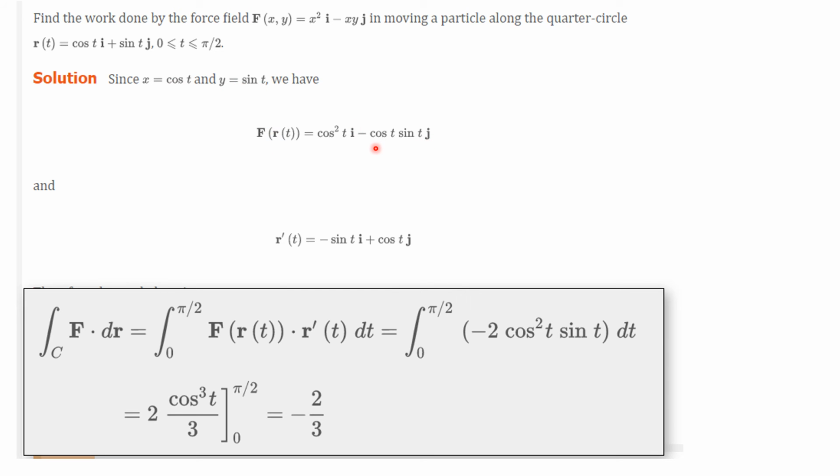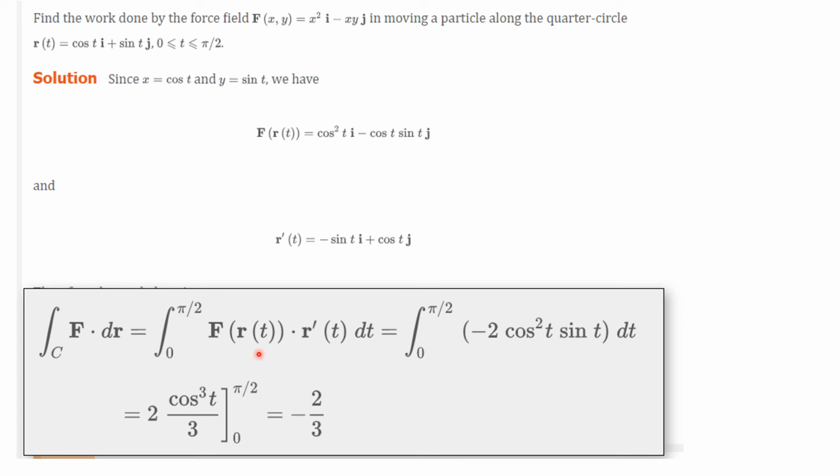And if I take the derivative of this r of t, what I will get is, and here's r of t up here, r prime of t is going to be minus sine t in the i direction, and it's going to be cosine t in the j direction. And then I just do the calculation.